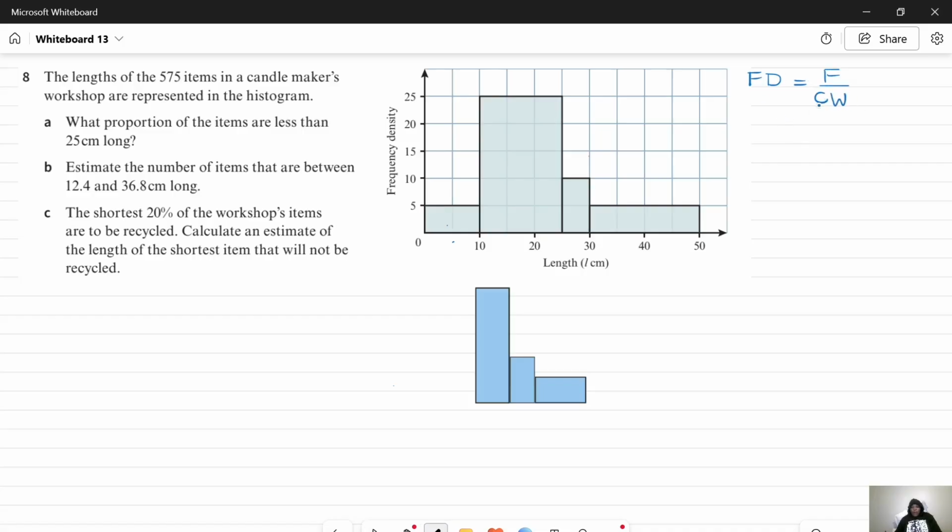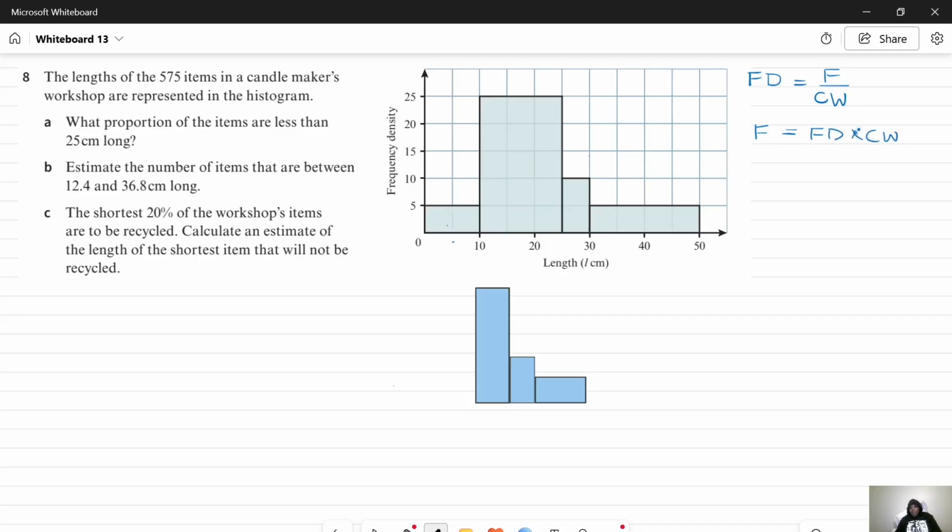If we want to play around with this formula, we can. In this case, I already know the frequency density and the class width, which is represented on the axis labeled length. If I want the frequency, because there's no frequency shown here from 0 to 10, I can make F the subject of the formula. Frequency will be frequency density times class width.